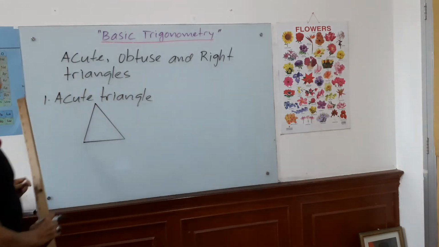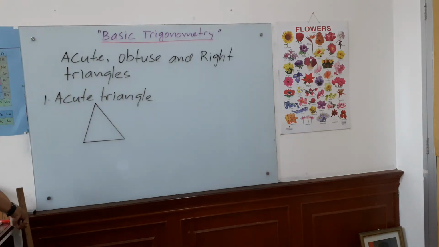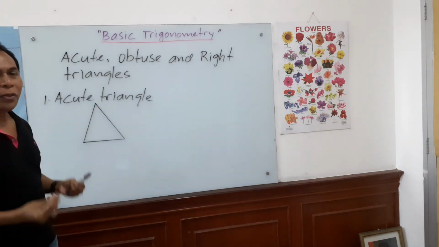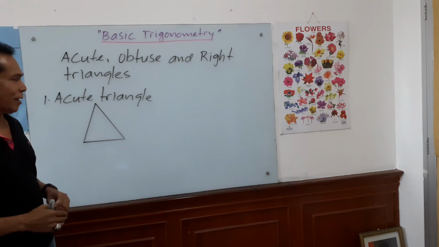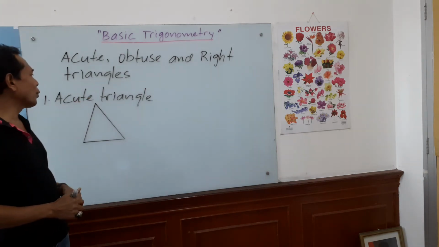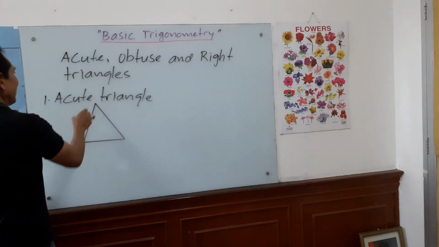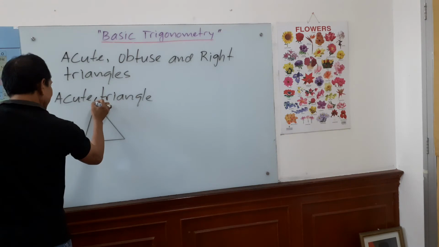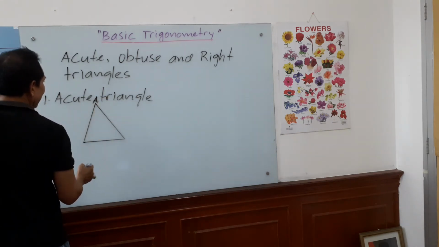Okay, now we have done it. Now, if you look at all the angles, we have three angles here. They are all smaller than 90 degrees. So that's why we call this triangle an acute triangle. Okay, acute triangle. So, for example, we name this here A.